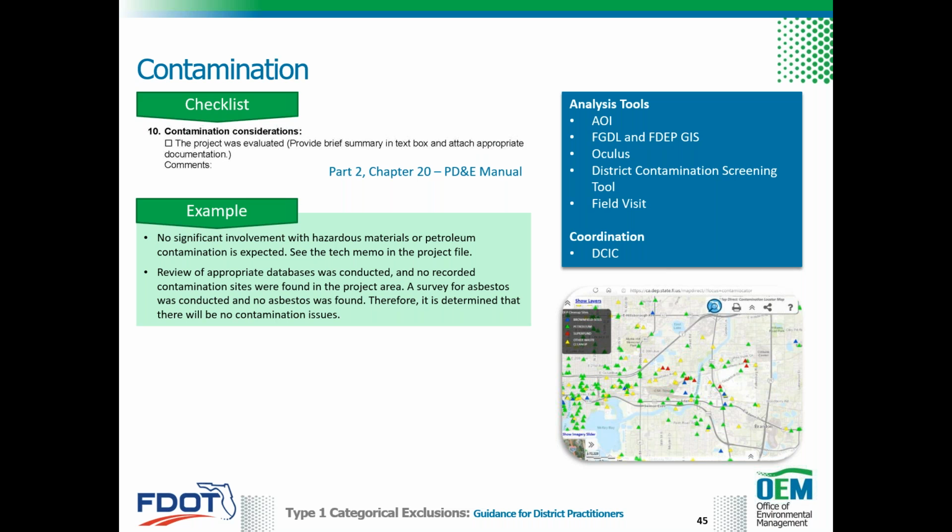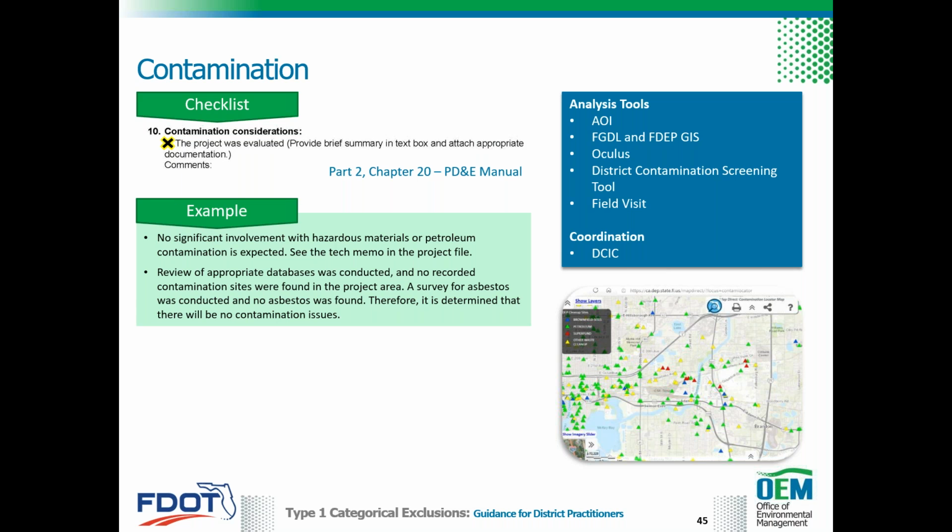Documentation of contamination screening evaluation is required to demonstrate that contamination involvement in the project was considered and addressed as appropriate. For Type 1 CE, this documentation may include a Level 1 evaluation report, a technical memorandum, and also maybe coordination letters. A technical memorandum is prepared for those projects with no contamination impact or with minimal contamination involvement. To determine the level of contamination involvement, review those desktop sources, again, such as the AOI tool, the Florida Department of Environmental Protection or FDEP's Map Direct.